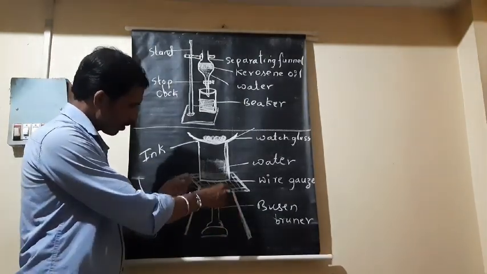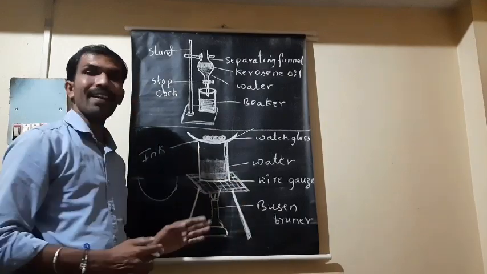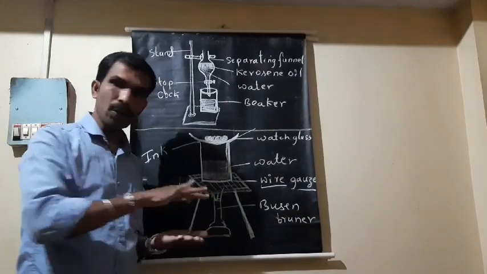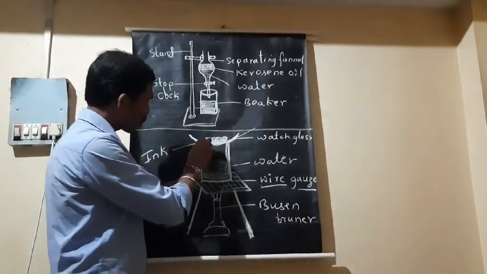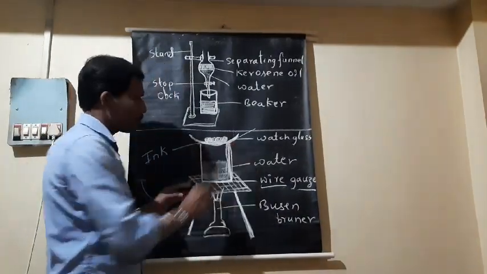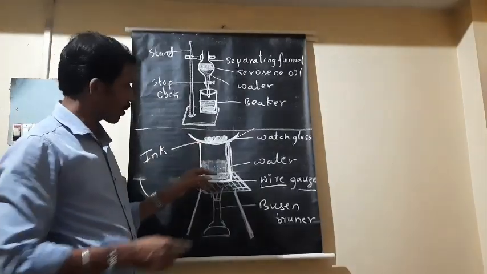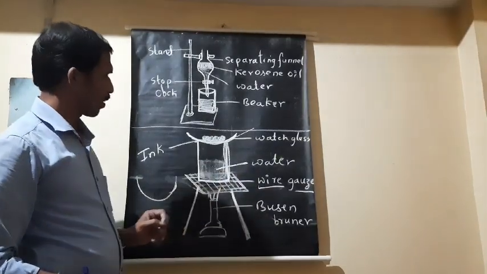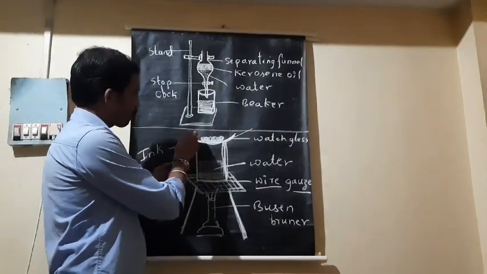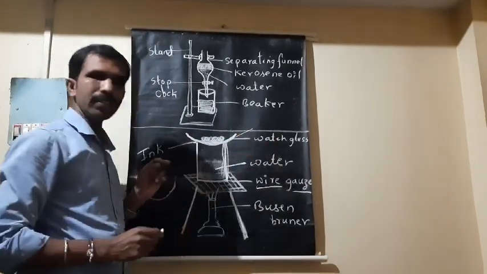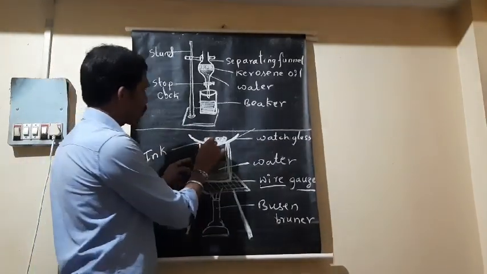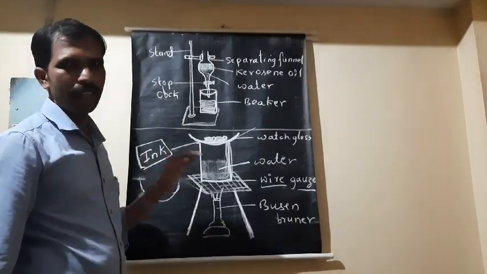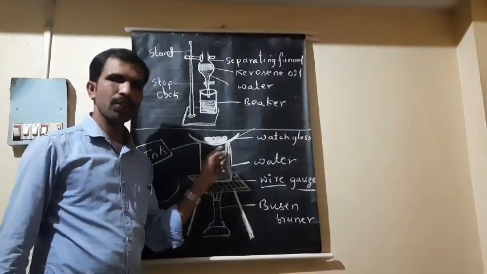So we have to keep the Bunsen burner first. On the Bunsen burner, we have to keep the tripod stand. On the tripod stand, we have to place the wire gauze. On the wire gauze, we have to keep a beaker. Inside the beaker, we have to pour the water. On the beaker, we have to place the watch glass. On the watch glass, we have to put ink. I told you, ink is a mixture of water and colors. That you have to take over here.